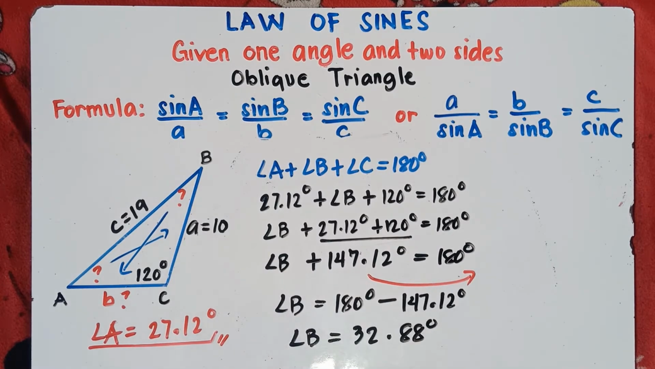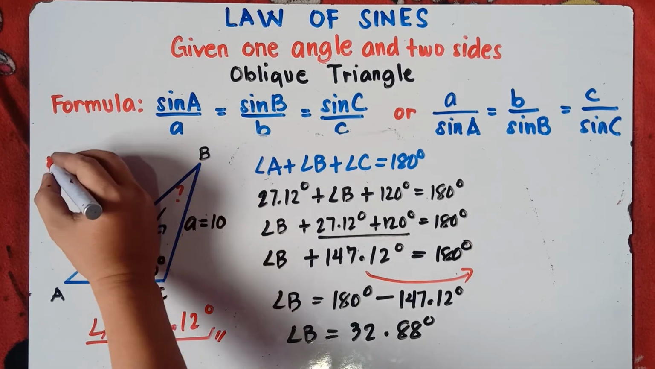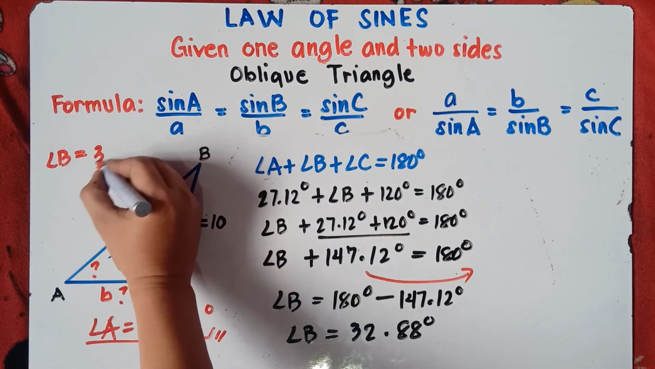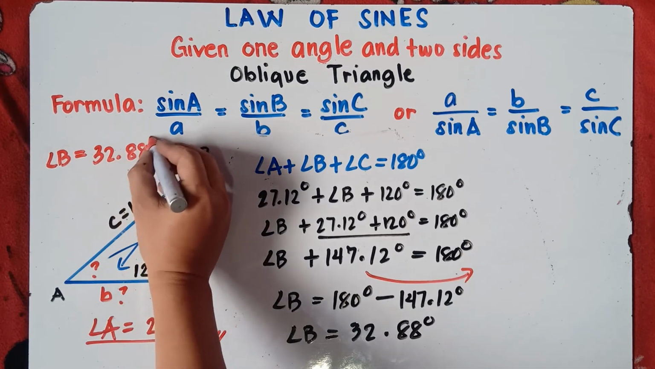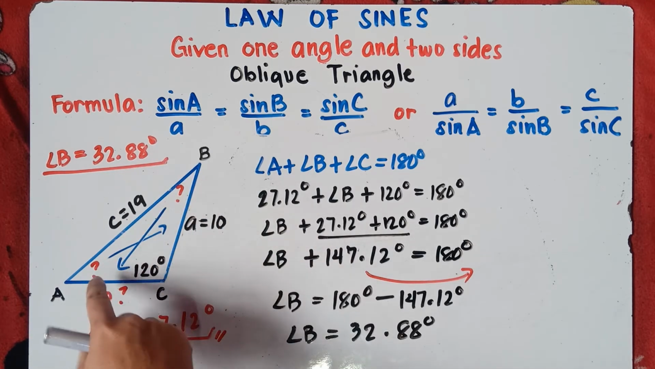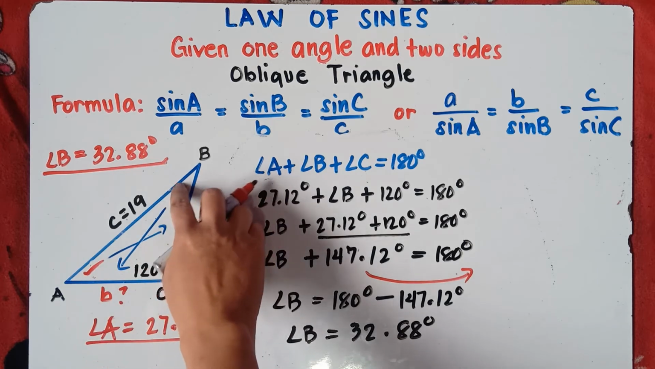So once again, angle B. We're done with angle A and angle B. So let me just put it here. Angle B is equal to 32.88 degrees. So we're done with the angles.